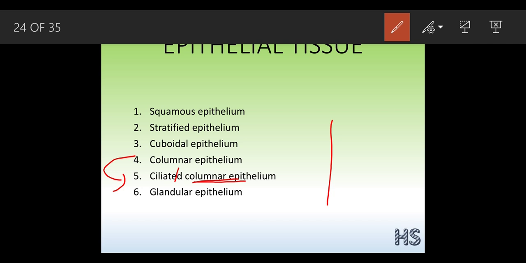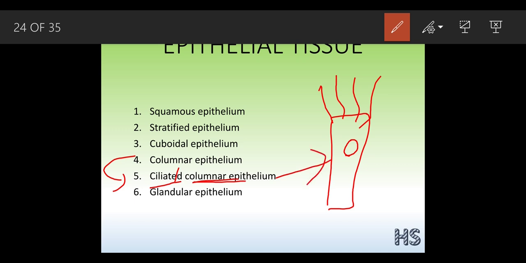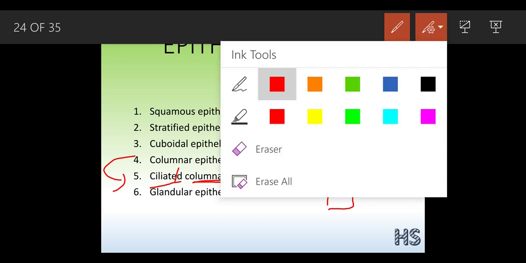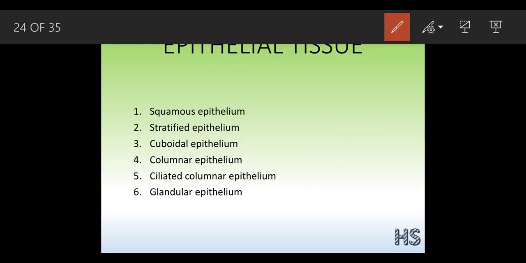what is the shape of the columnar? Like this, and inside there was a nucleus, and the word ciliated means the hairy structure. So that is why it is called the ciliated columnar epithelium. Now, what do you mean by glandular epithelium?